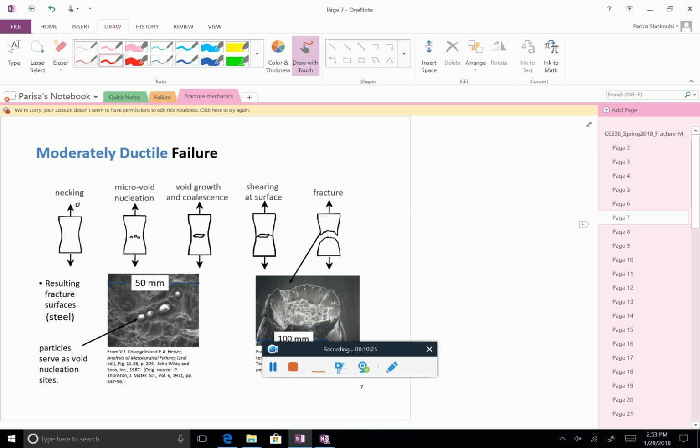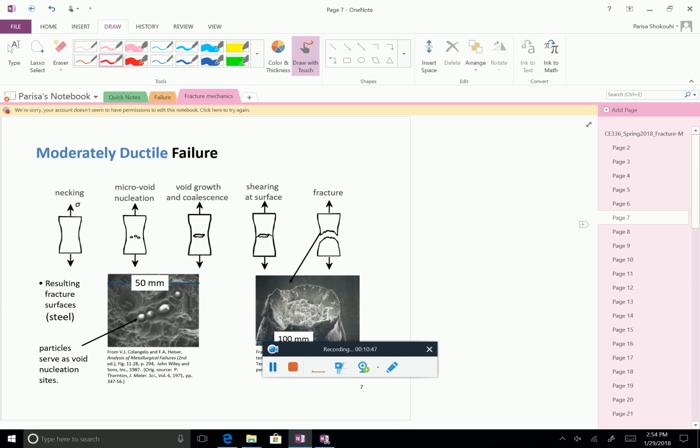Now, what happens when you pull on a ductile, moderately ductile material? If you had a way to look inside, you would see that there will be, after a while, some micro voids, some cracks.